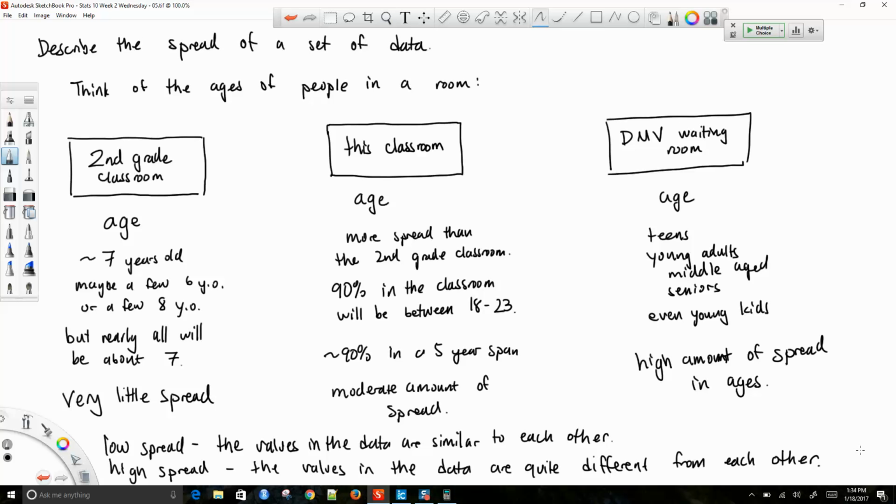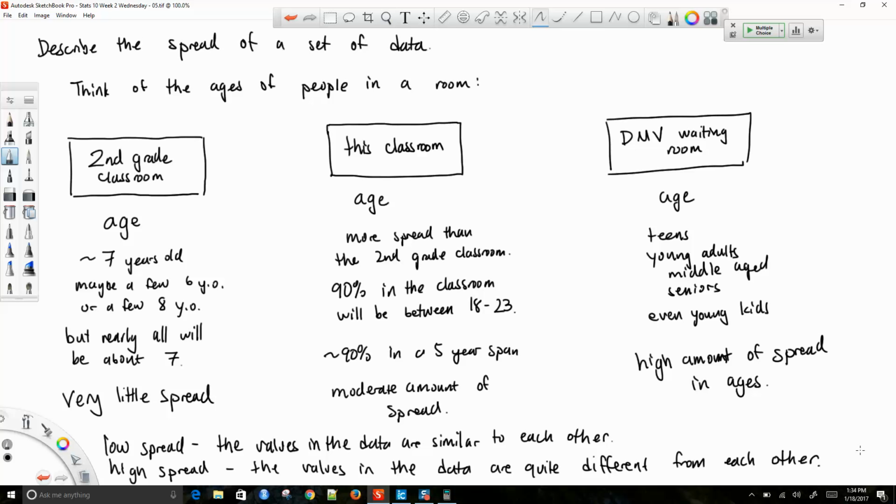All right, so does this concept of spread make sense? Rather than just using these vague terms, little spread, moderate spread, high spread, the standard deviation is a way for us to quantify the amount of spread. So we can say in the second grade classroom, the standard deviation is half a year. In this classroom, the standard deviation is maybe 2.5 years. And in the DMV waiting room, the standard deviation is maybe 15 years. Or maybe, I don't know, something like that. It's just a way to quantify the amount of spread.